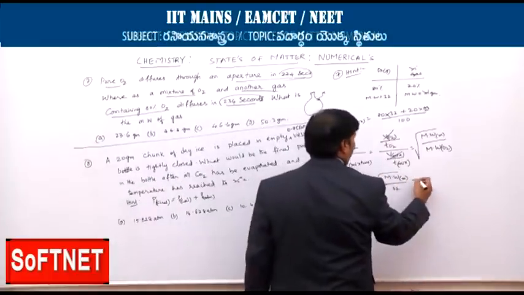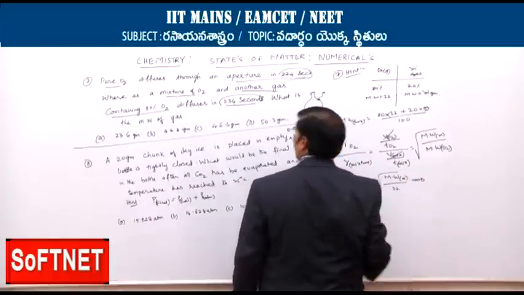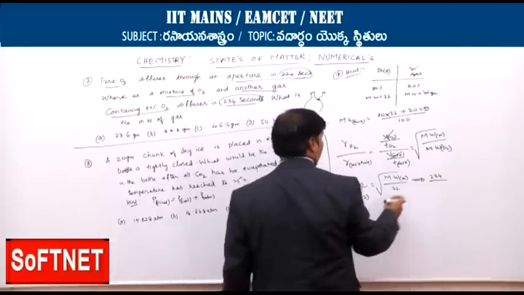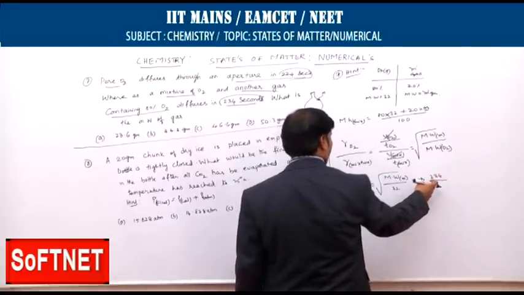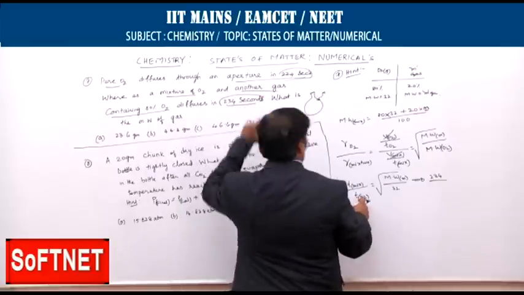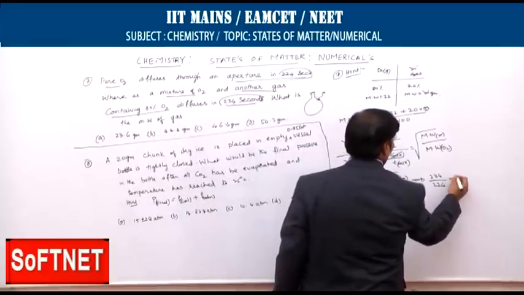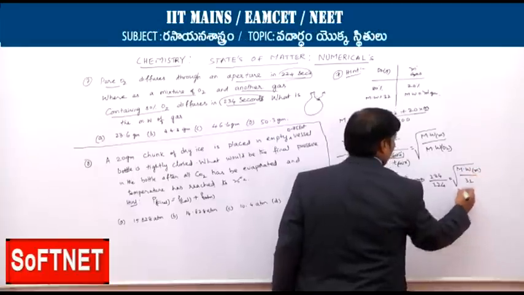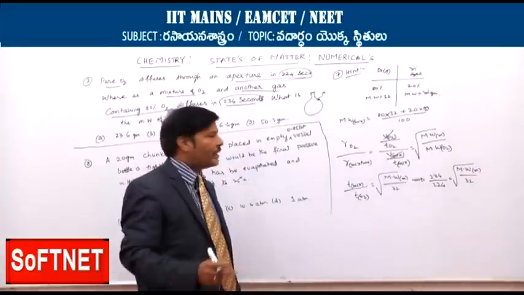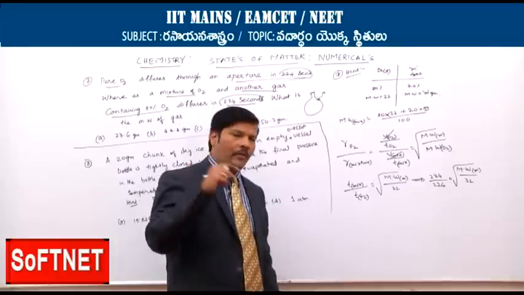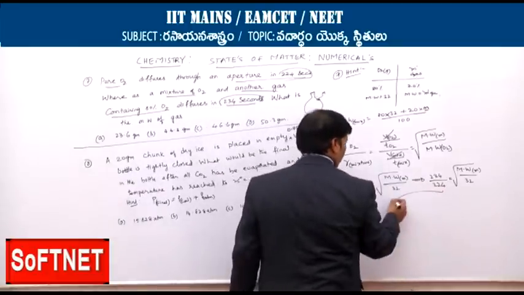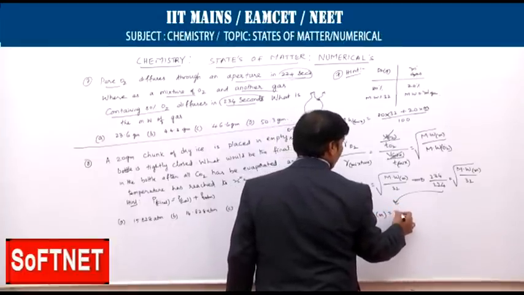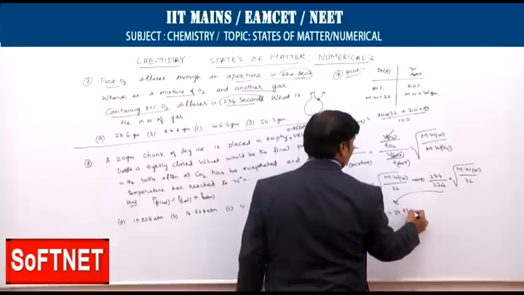So going back to this step, time of the mixture is 234 divided by time of oxygen, 224 seconds, is equal to under root of molecular weight of the gas M divided by 32. Now the molecular weight of the unknown gas, after calculating this step, we get almost molecular weight of gas M is equal to 39.42 approximately.